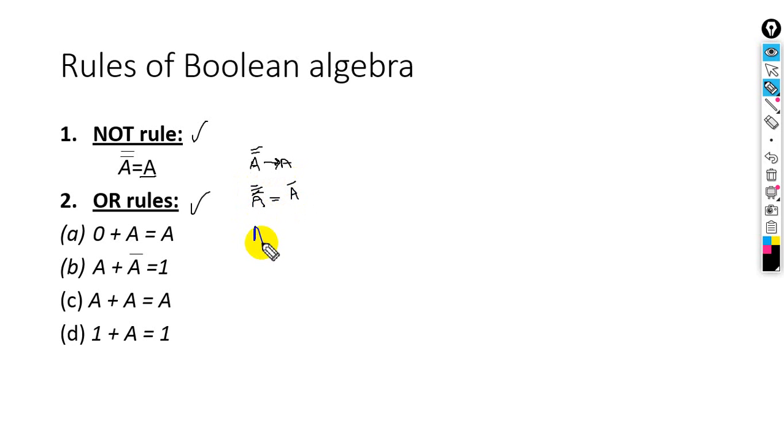If we have 4 bars, a with 4 bars, it will be equal to a. So it means that if we have an odd number of bars over a, the result will be a bar. If we have an even number of bars on a, the result will be equal to a.